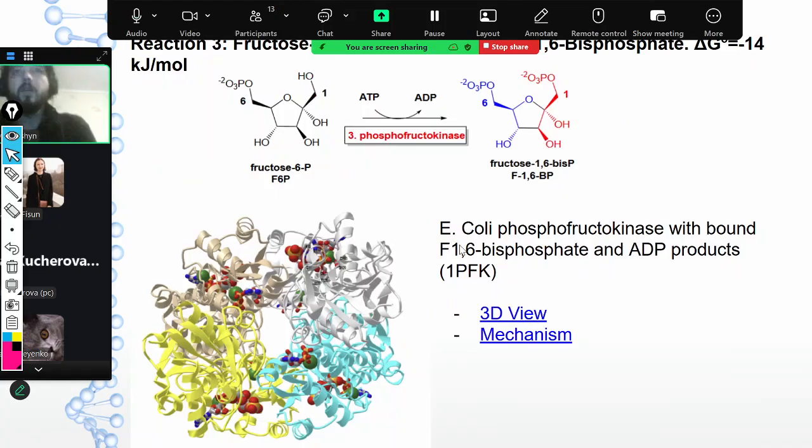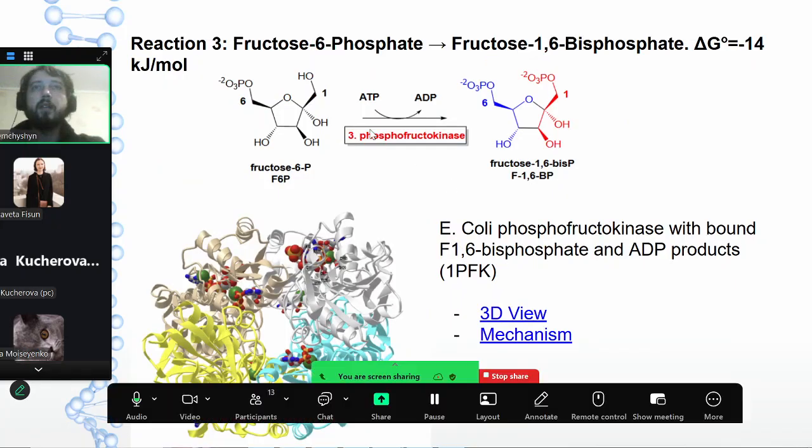I know that may be a little bit complicated, but just believe me, if you look at a few such reactions, you will get a solid grasp of what is happening and how all these electrons are transferred here and there. Now reaction number 3, much more interesting, performed with phosphofructokinase.